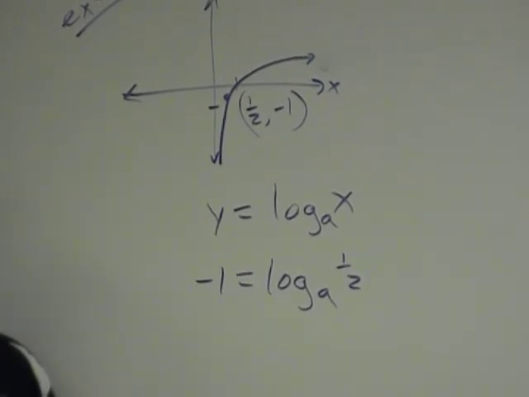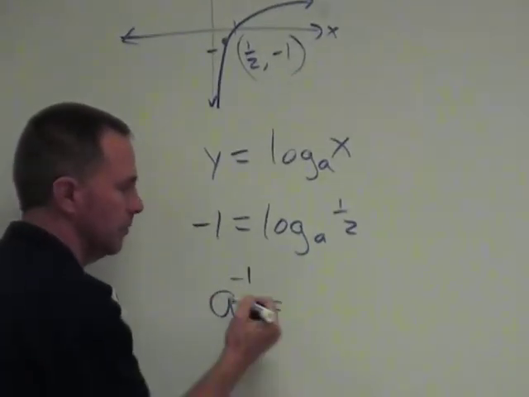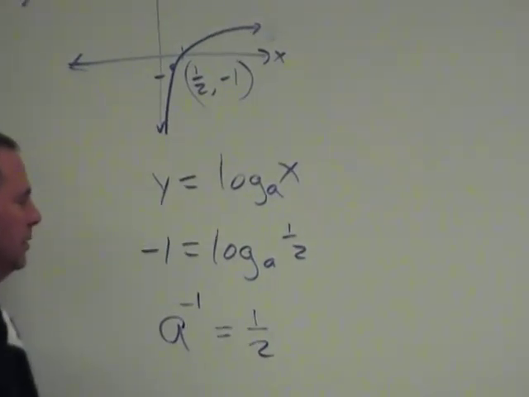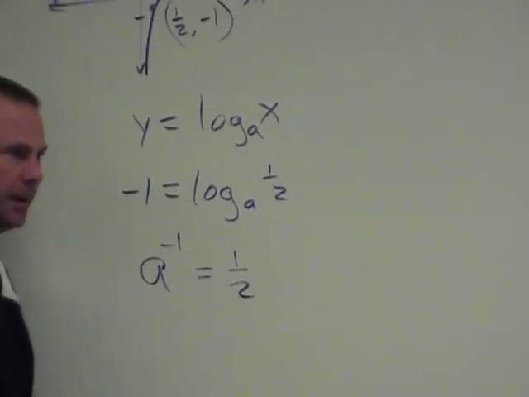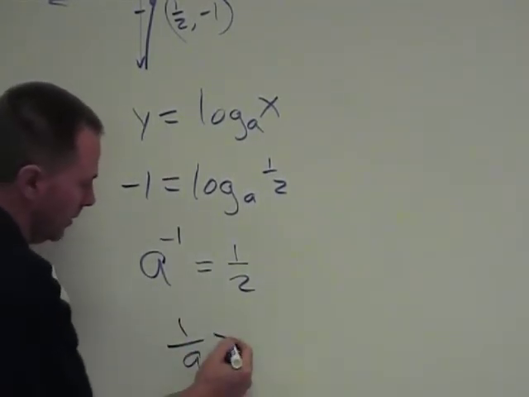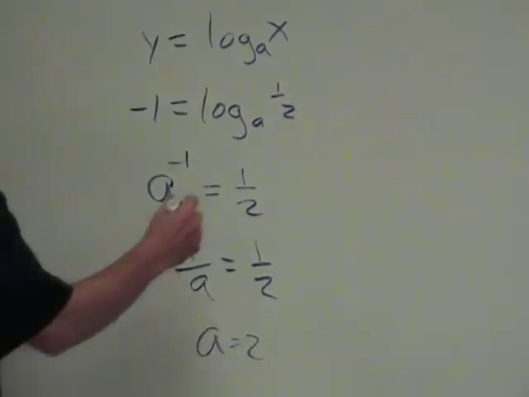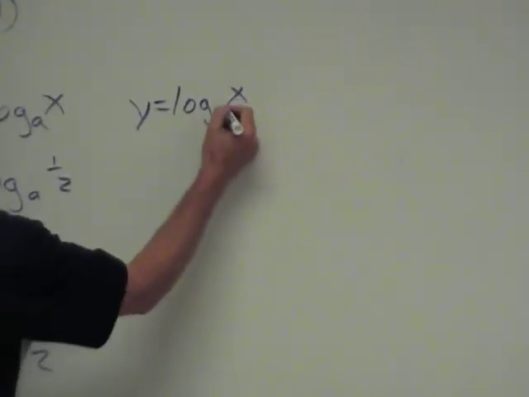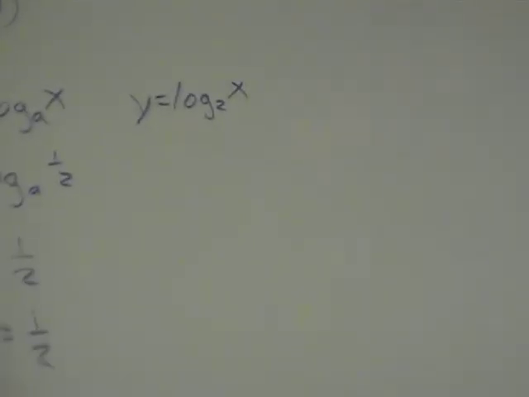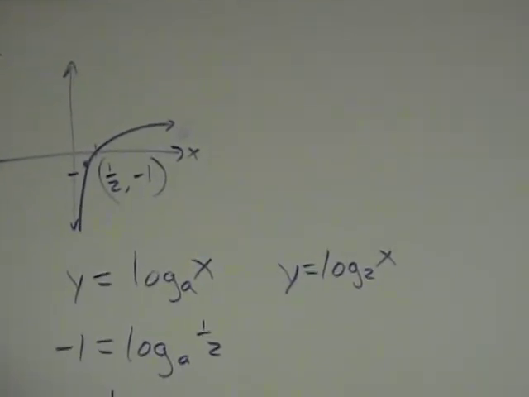Put it into exponential form. Great. Well, what's a to the -1? How do I change that to a positive exponent? 1 over a. 1 over a equals 1 over 2, so what's a? Yeah, a must be 2. So if a is 2, then my equation is y equals log of x base 2. That is where that line comes from. Okay? Shall we do another one?